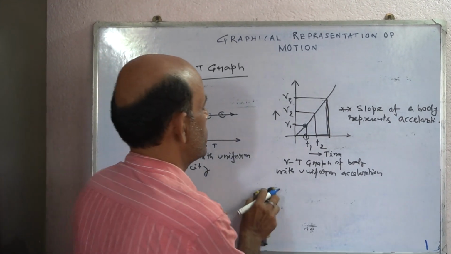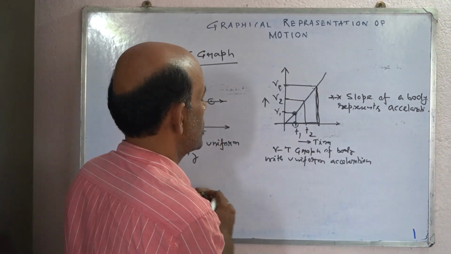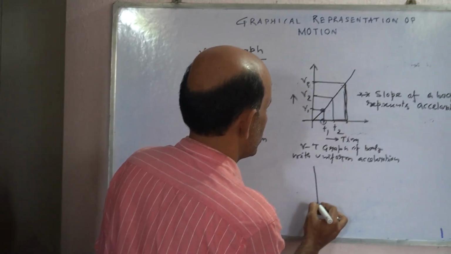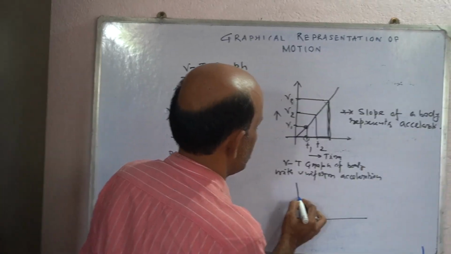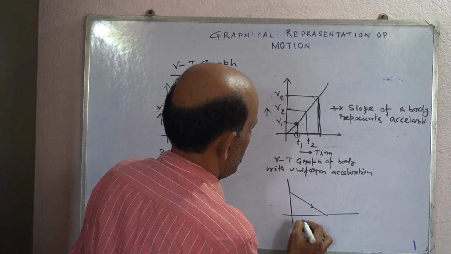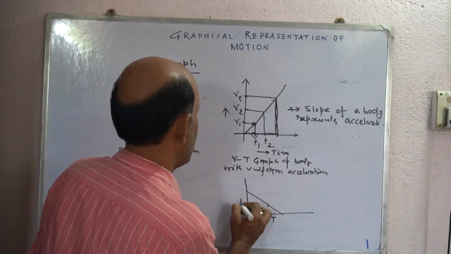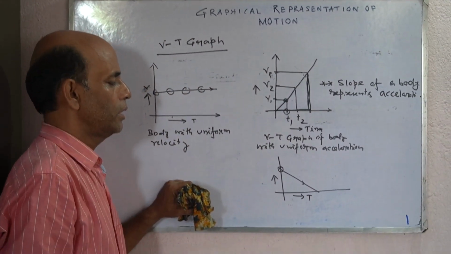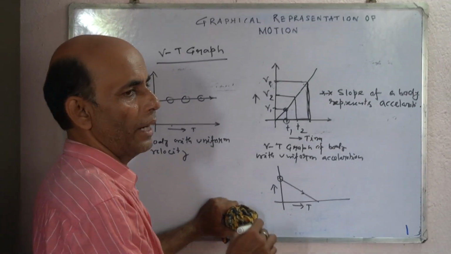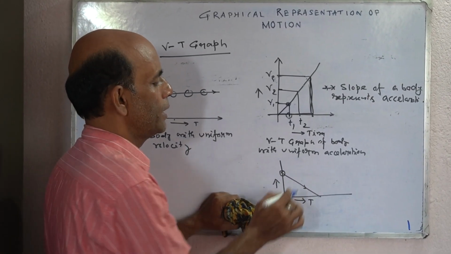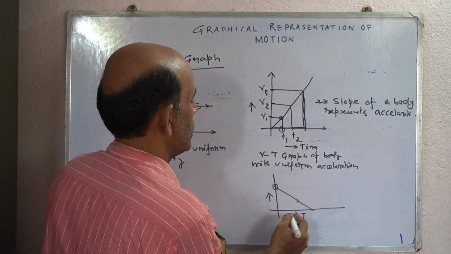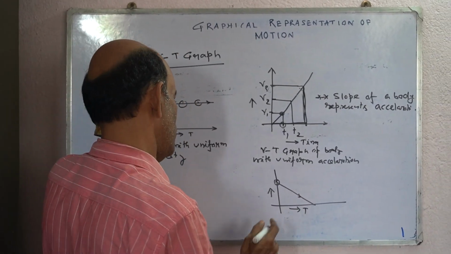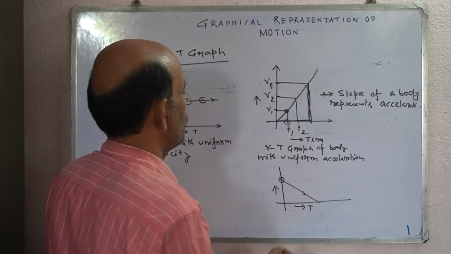If the body is in retarding motion, then uniform retardation can be represented thus. This is time and this is velocity. Initial velocity was maximum and final velocity is minimum. This is retarding velocity. Retardation will be the same, perpendicular by base.